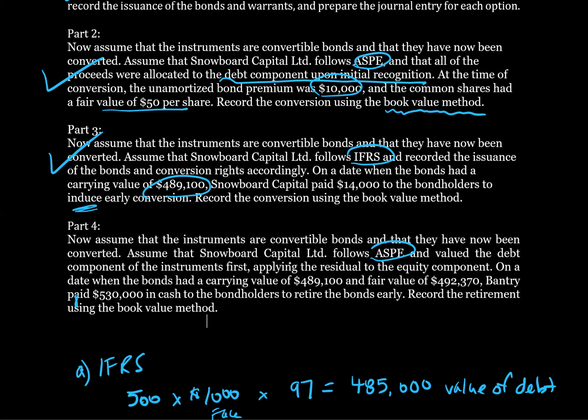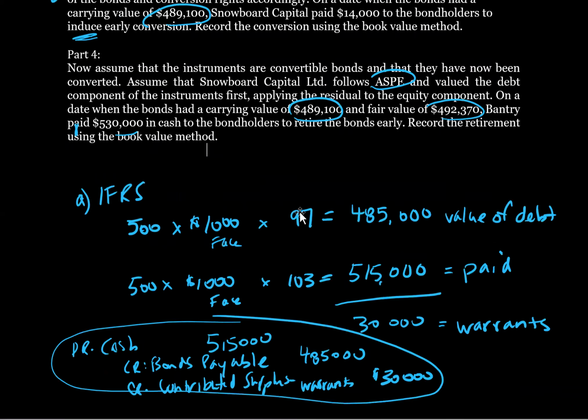On a date when the bonds had a carrying value of $489,100 and a fair value of $492,370, Snowboard Capital paid $530,000 in cash to the bondholders to retire the bonds early. Record the retirement using the book value method.